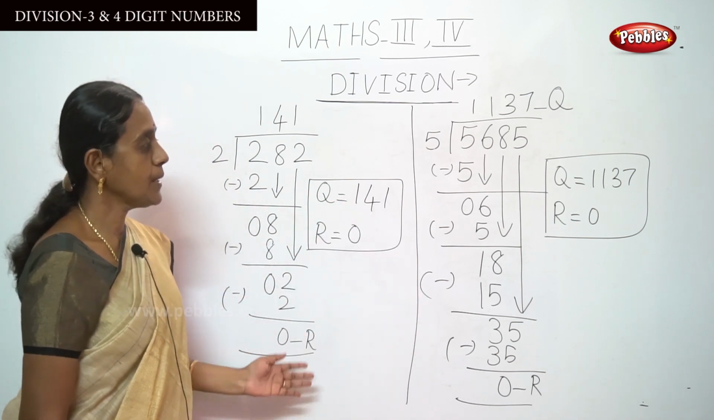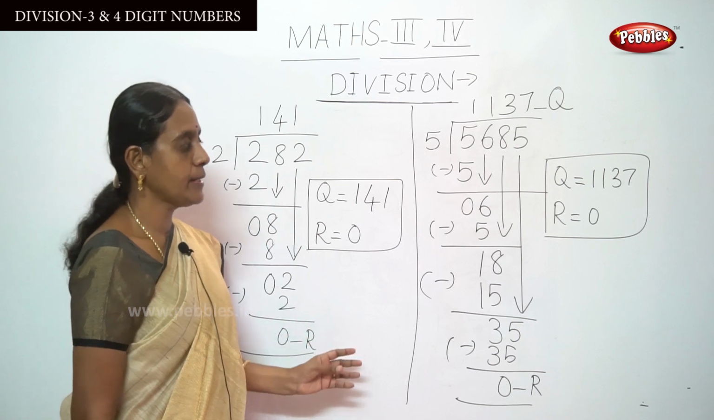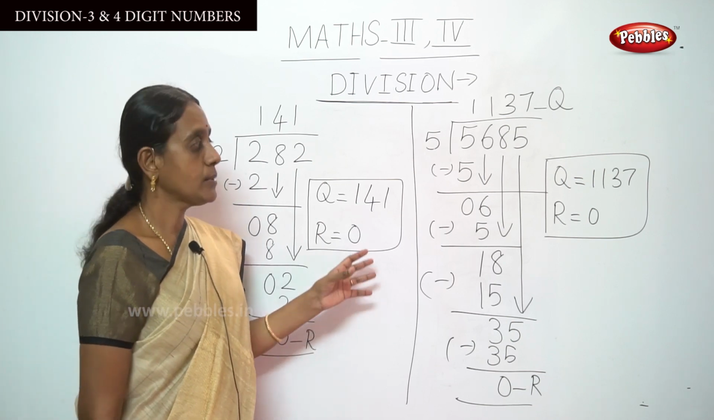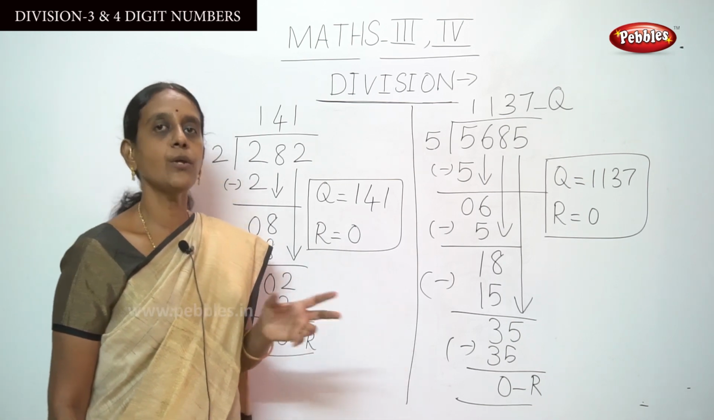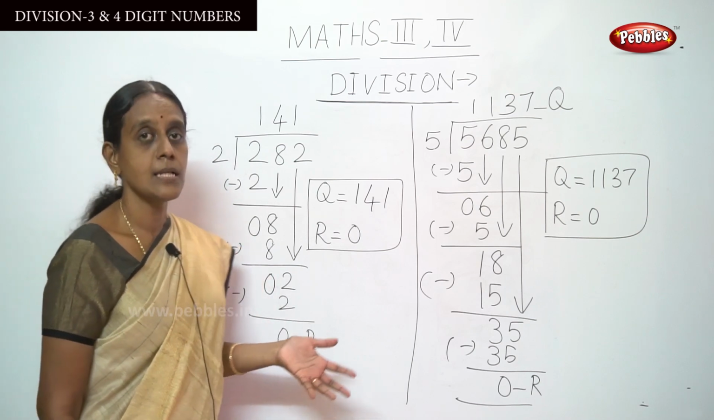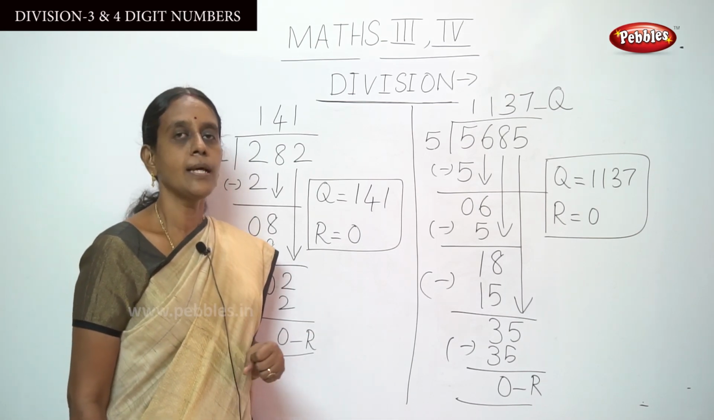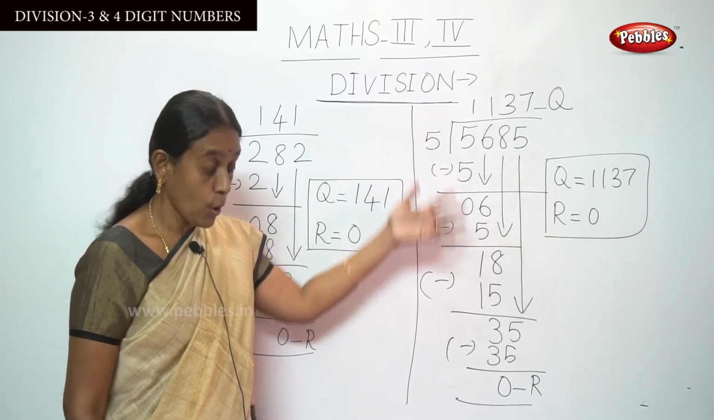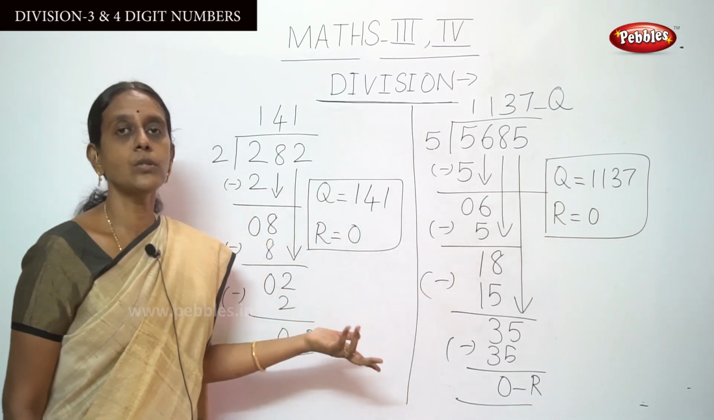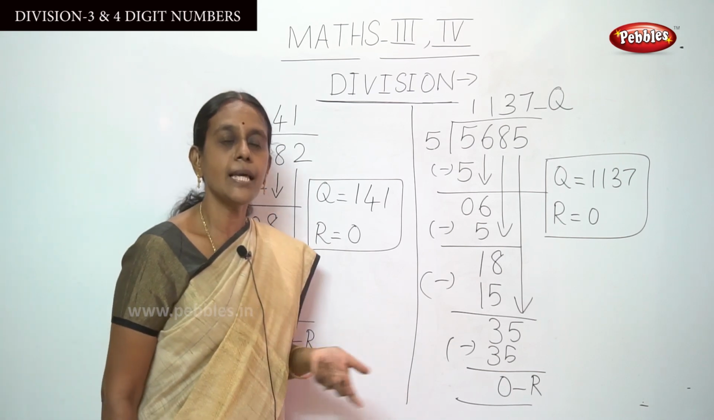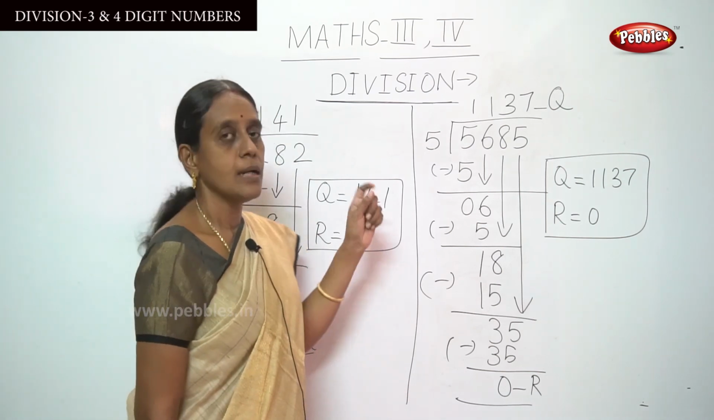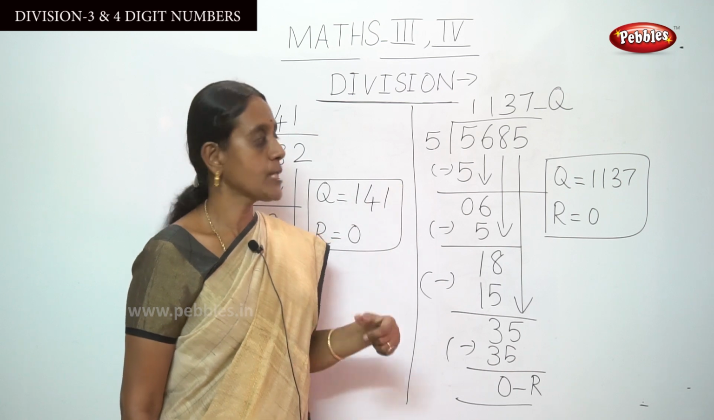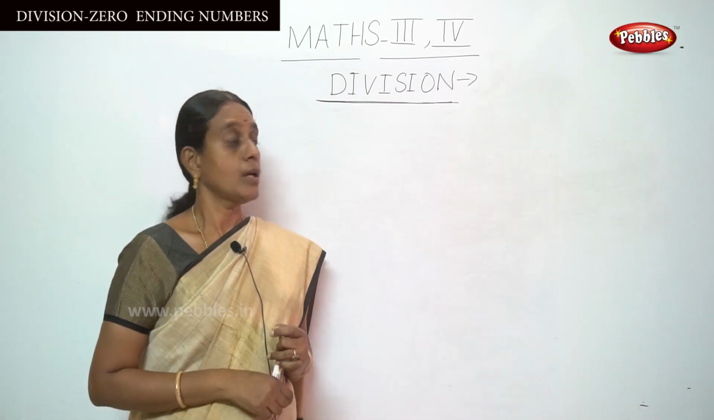Next we move on to the next pattern: how to divide 0-ending numbers, that is tens, hundreds and thousands. That's a simple way. Without doing the long division, you can find out the quotient and remainder in an easy way by putting a decimal point. I will explain in the next video.